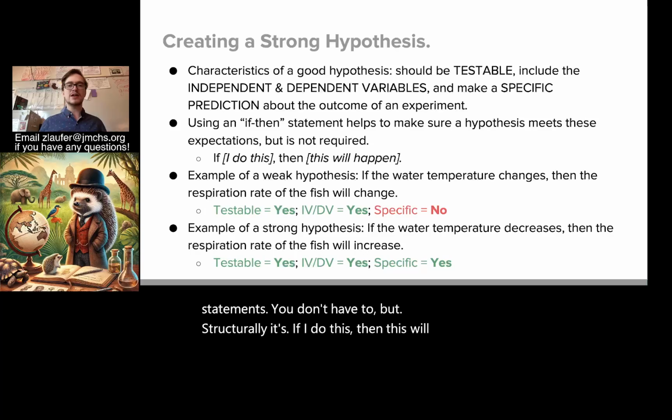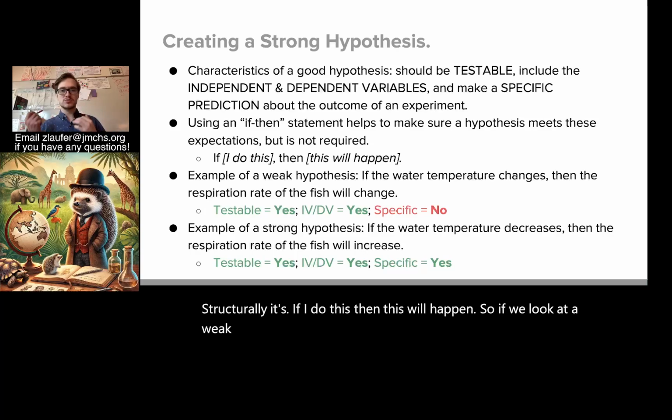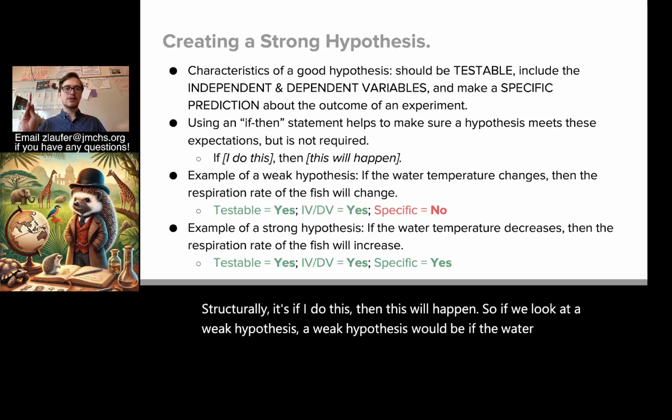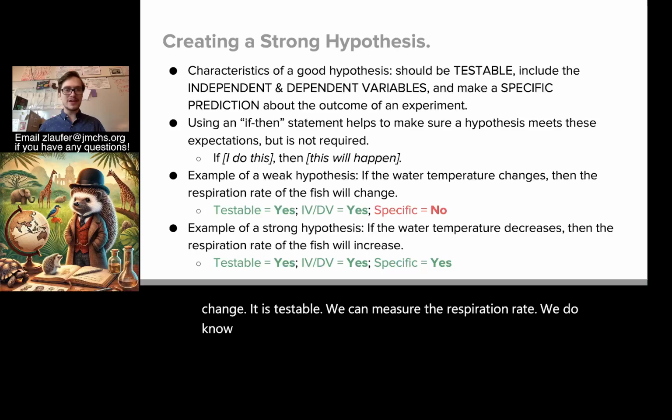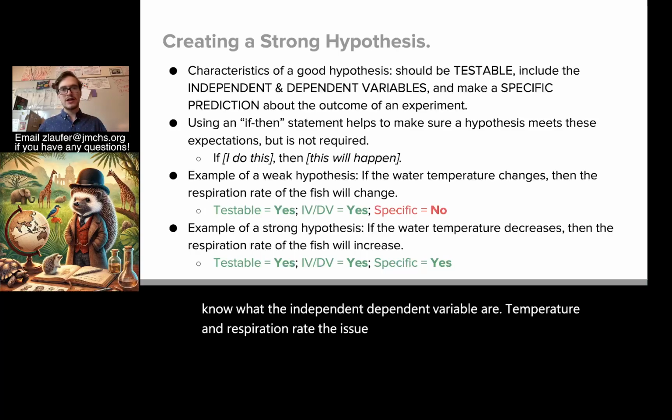So a weak hypothesis would be if the water temperature changes, then the respiration rate of the fish will change. It is testable. We can measure the respiration rate. We do know what the independent and dependent variables are, temperature and respiration rate. The issue is it's not specific. How are we changing the water temperature? How will the respiration rate change?